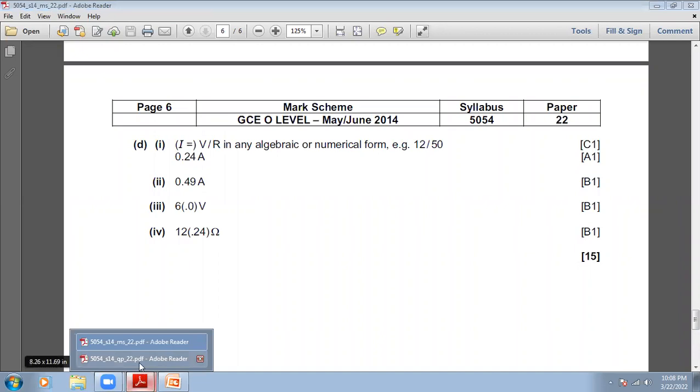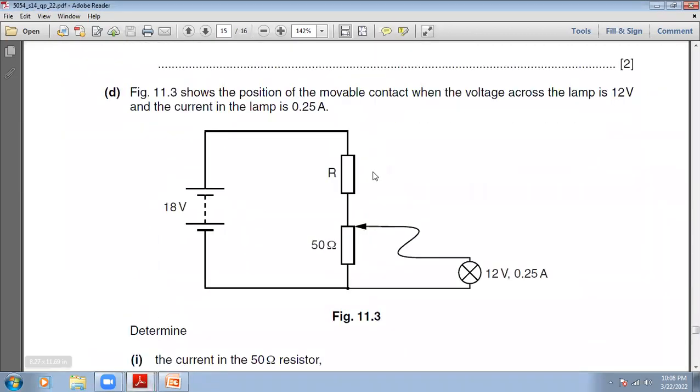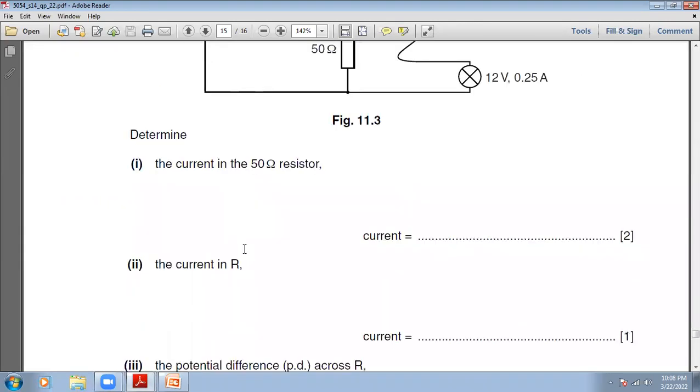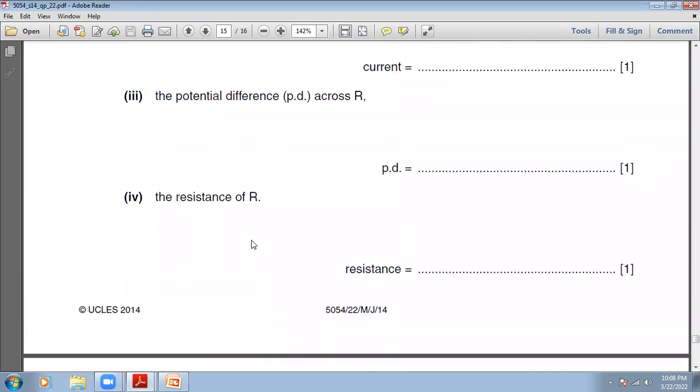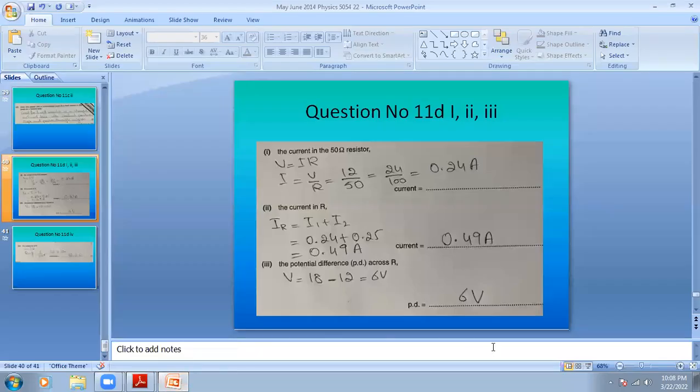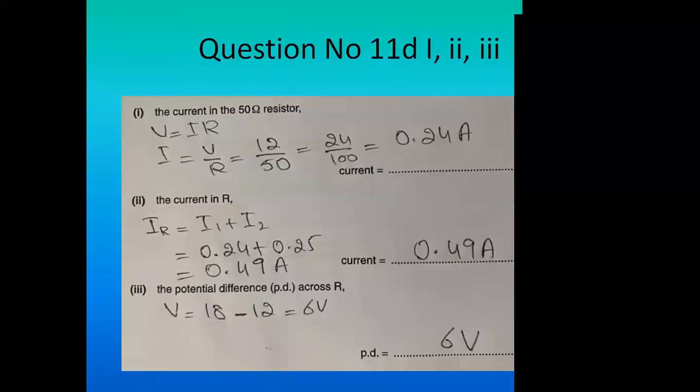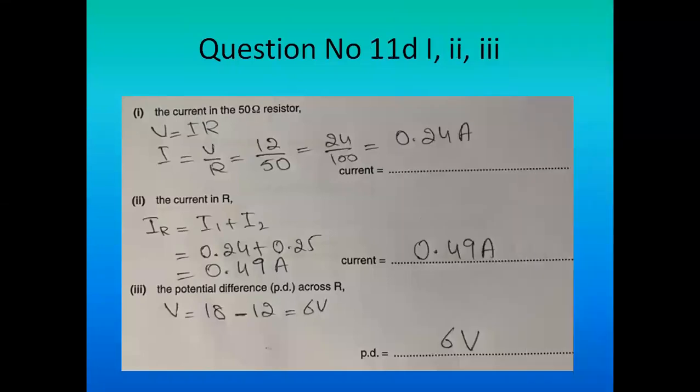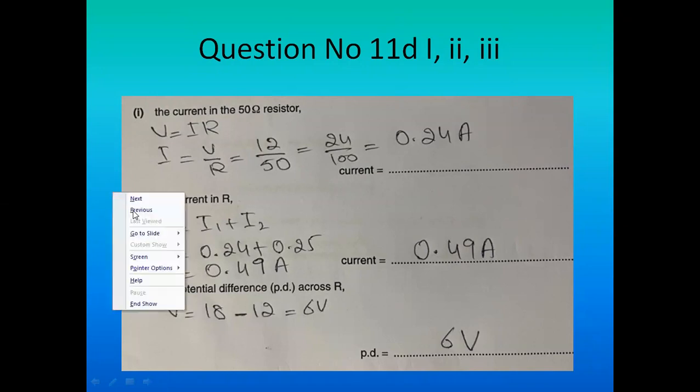The potential difference across the R we can calculate very easily. I know here 12 volts are used, and from the battery 18 volts came. Here 12 volts are used, so here you will have 6 volt. So 18 minus 12 equals 6 volt. So our answers are right.